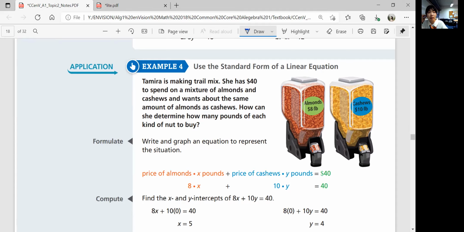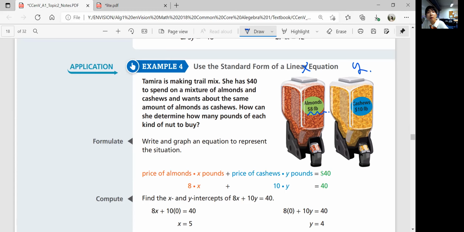So first, write and graph an equation to represent the situation. We're gonna let x represent the pounds of almonds, okay? And then we're gonna let y represent the pounds of cashews.